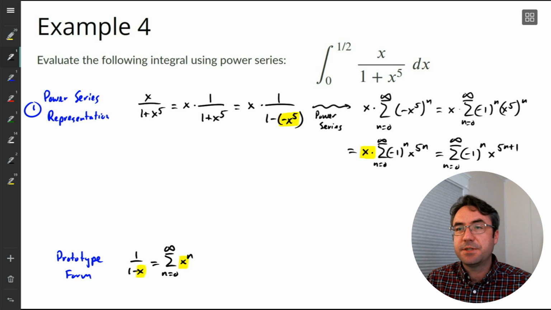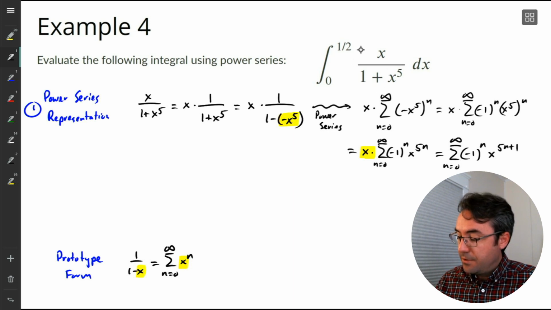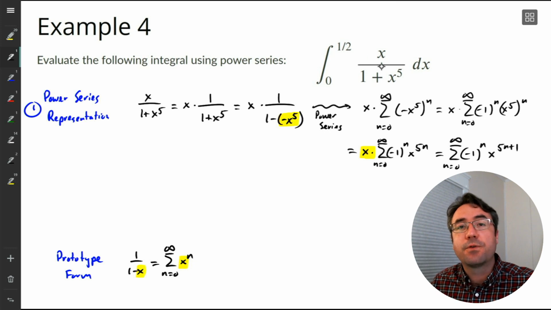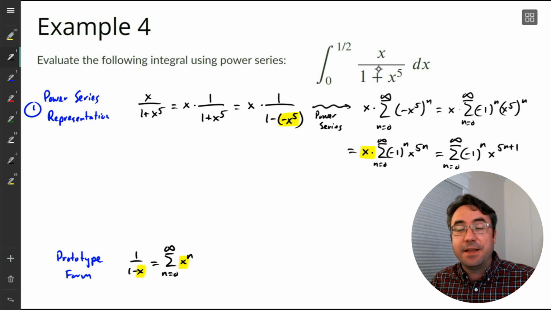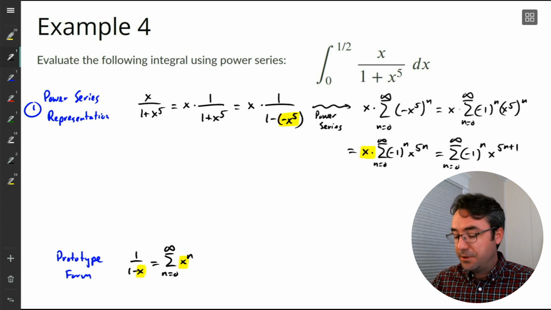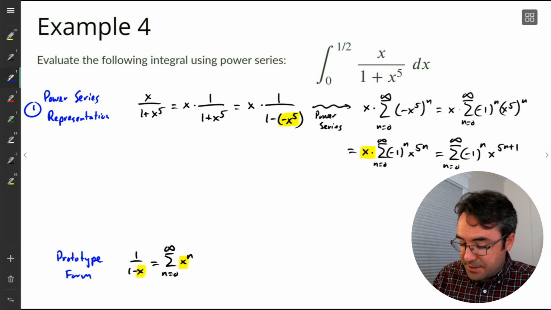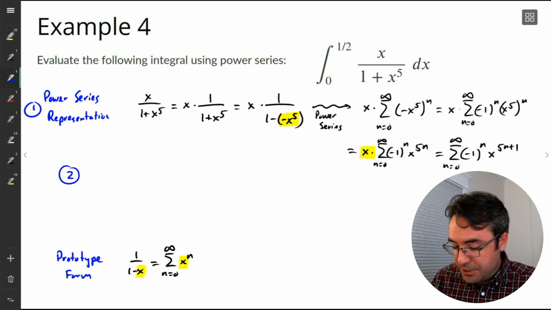All right, so there's our power series representation for this function here, x over 1 plus x to the power 5. So what we want to do now is actually integrate this function. So we want to find the antiderivative of this function. So let's do that next. We're going to actually do the integration.